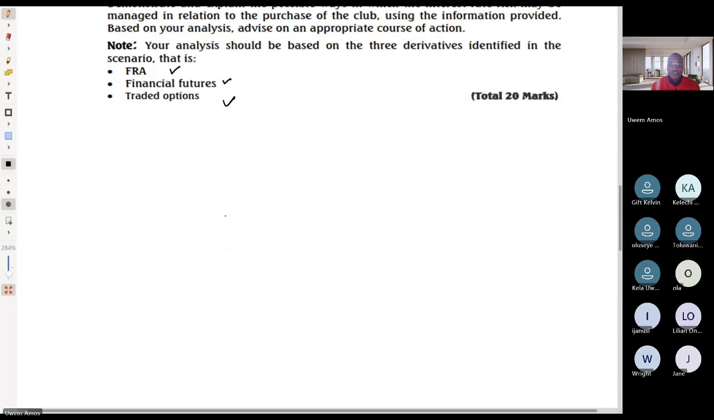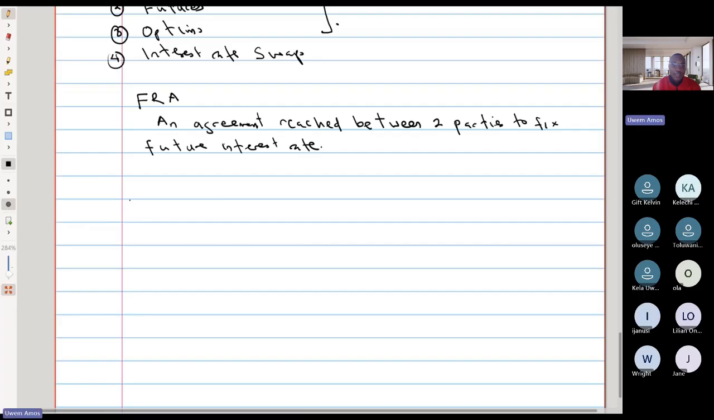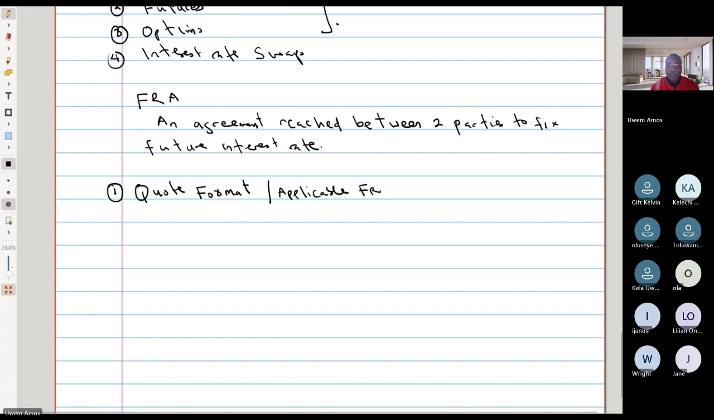Now, two things you must know when it comes to FRA to make a choice. One is you must know the code format, slash the applicable FRA. And two, you must know the interest rate applicable.